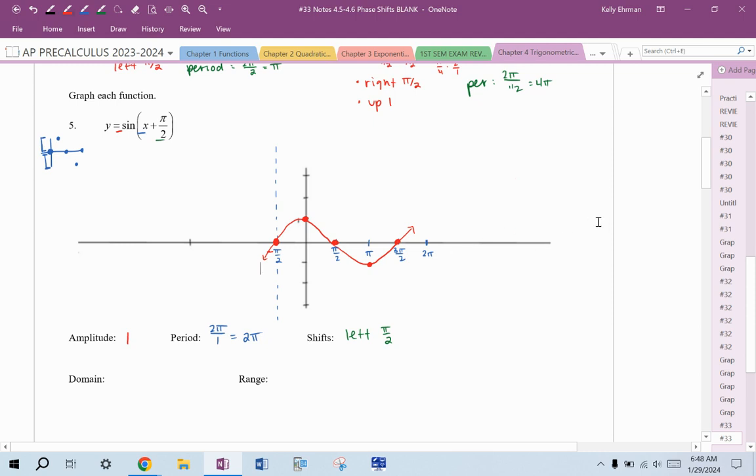Now, what about domain and range? So the domain of this function, it's a sine function, so it's all real numbers. Goes on forever in both directions. The range, remember these arrows just indicate that the periodic pattern will continue. So the range goes from -1 to 1. All right, so that's the first graph finished.